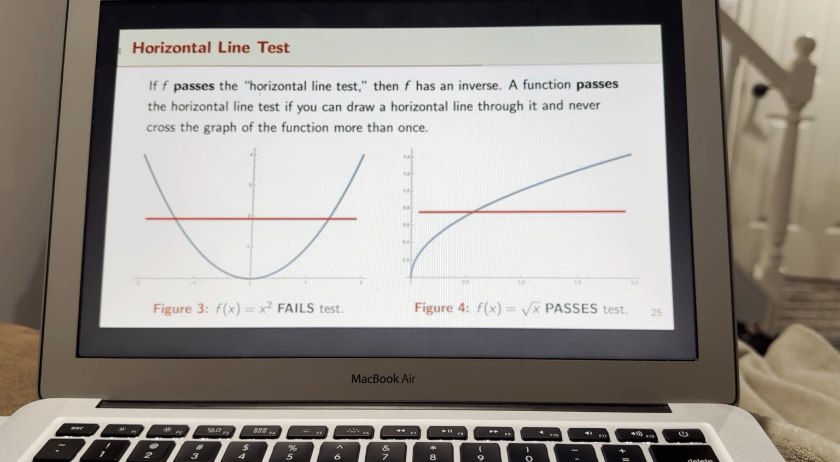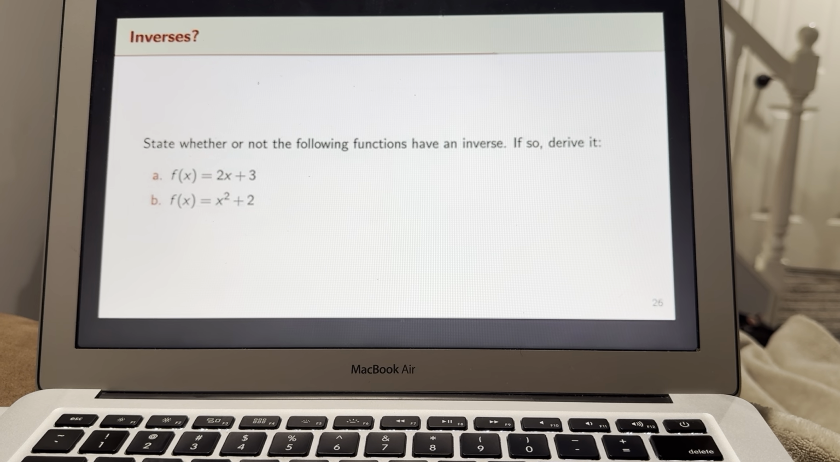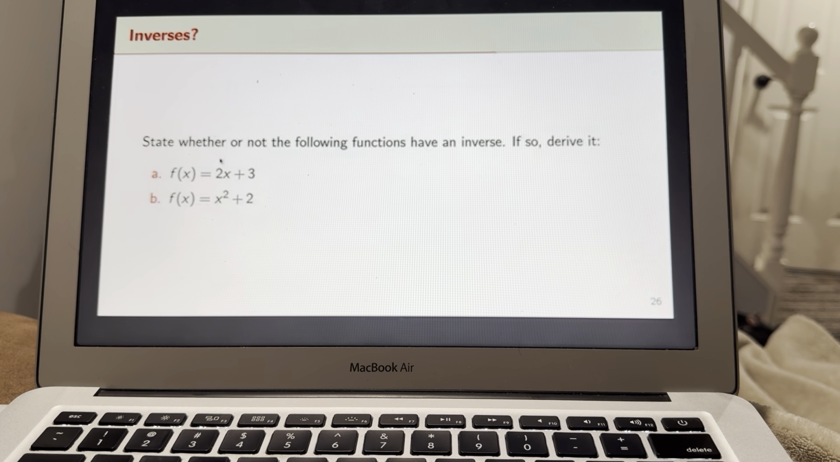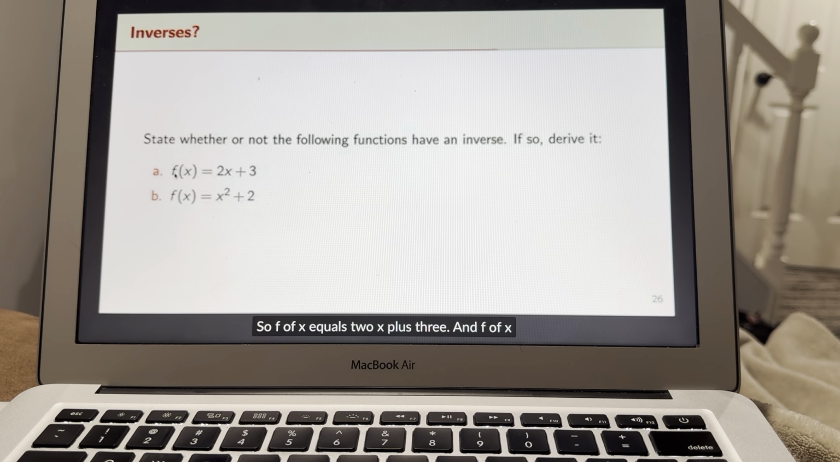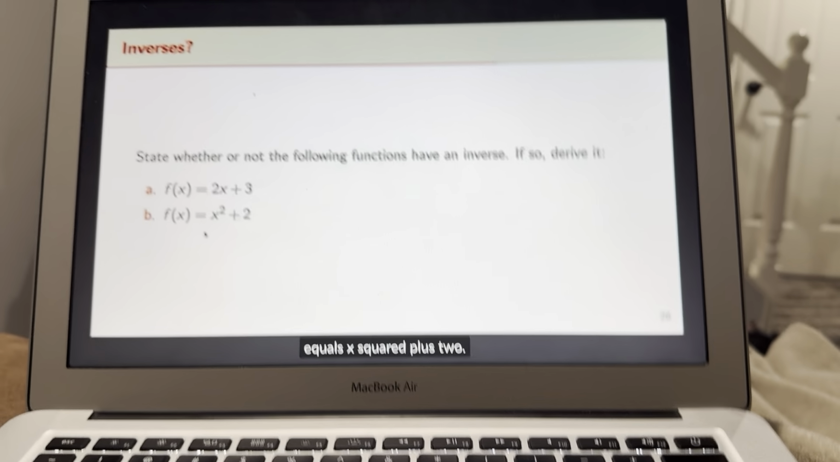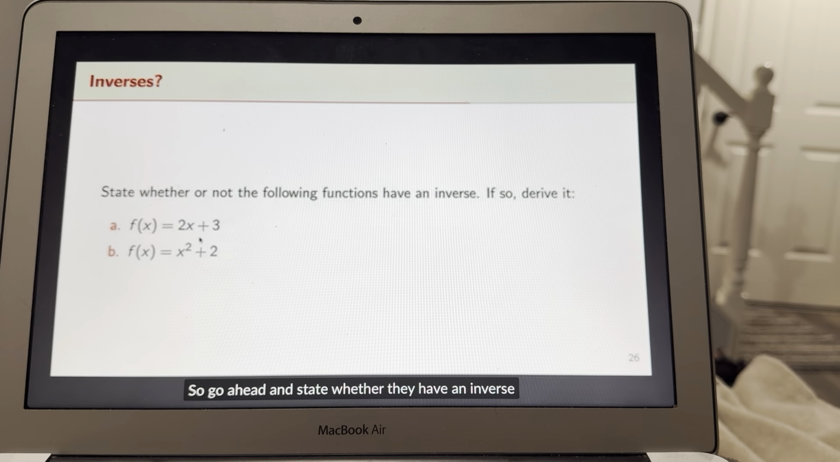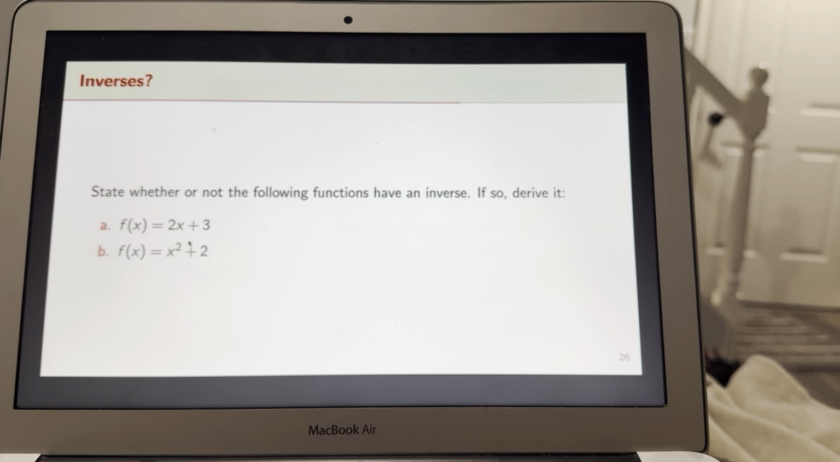State whether or not the following functions have an inverse, and if so, derive it. So f of x equals 2x plus 3, and f of x equals x squared plus 2. So go ahead and state whether they have an inverse, and if so, derive it.